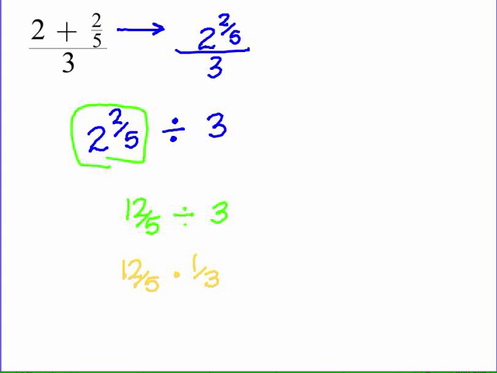Okay, so then now let's try and simplify. 3 goes into 12 how many times? 4. So your answer is really 4/5. 4/5. Okay, make sure you reduce.